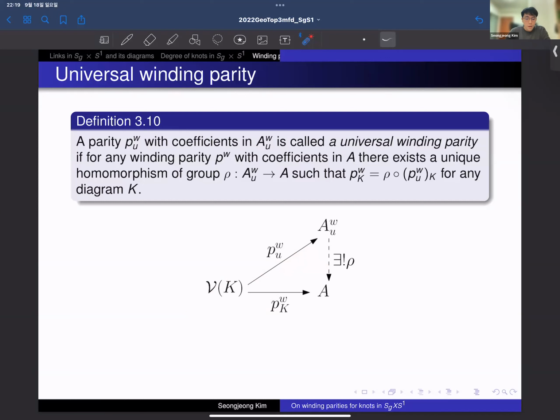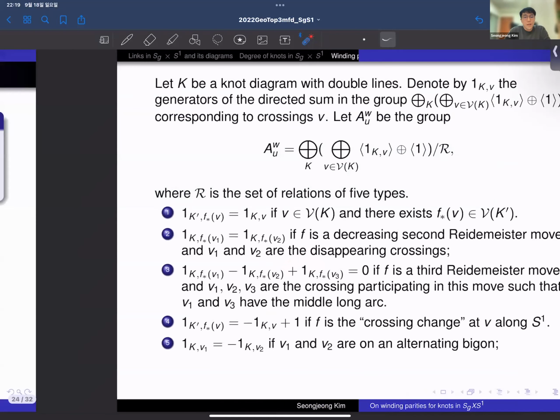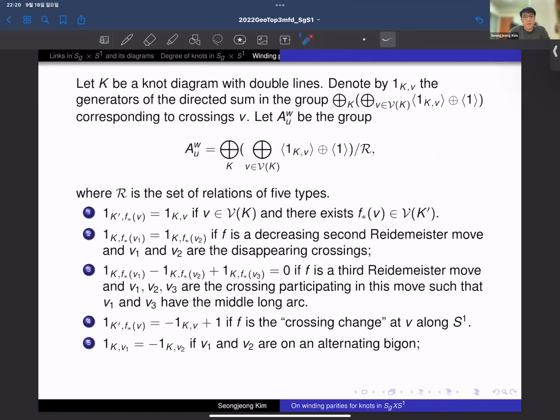And of course, it exists, because abstractly we can define a universal winding parity by taking every crossing as a generator and every double line as a generator, and we quotient out by relations coming from the properties of winding parity. But then the question is, is there a geometric model for winding parity?